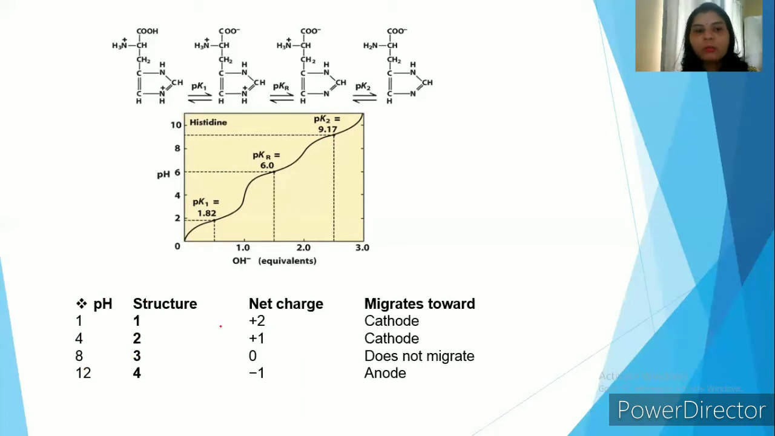And net charge positive 2, I have already told about the first and second. The first structure has positive 2, the second structure has positive 1, the third structure is zwitterion, so 0, and the fourth structure has negative 1. Migration: those structures that have a positive charge migrate towards the cathode, and those with no charge show no migration. Then the structure that has a negative charge migrates towards the anode.